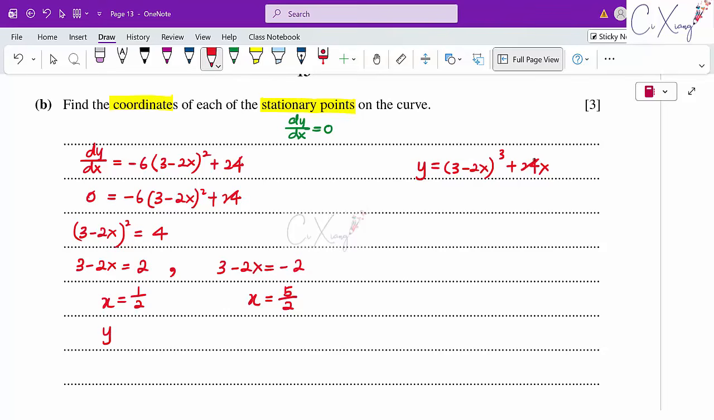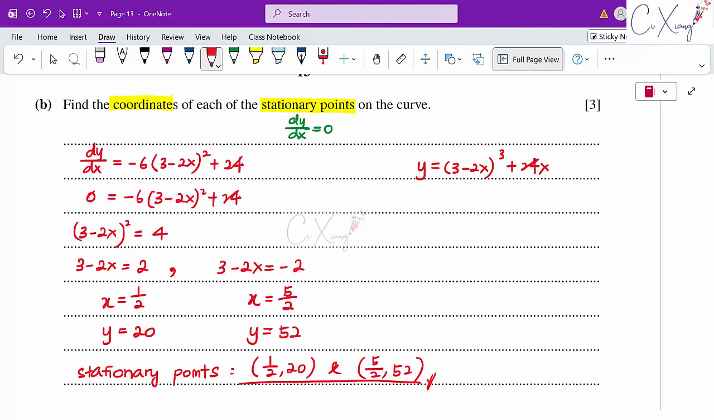I didn't show you the detail of how to calculate it. So substitute half into the equation. By right, your y should be equal to 20 for this coordinate, and also your y should be equal to 52 for the other. So what are the stationary points here? The stationary points are basically (1/2, 20) and also (5/2, 52). So these are the coordinates of the stationary points for this particular curve.